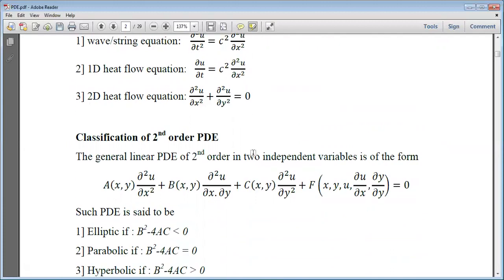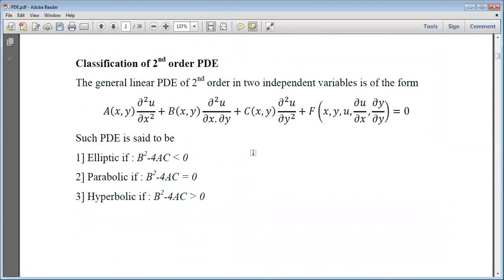Now let us see the classification of partial differential equations. The standard or generalized form of a partial differential equation is A ∂²u/∂x² + B ∂²u/∂x∂y + C ∂²u/∂y² + any function = 0. Now, taking the coefficient of ∂²u/∂x², the coefficient of ∂²u/∂x∂y, and the coefficient of ∂²u/∂y², we can calculate the value B² − 4AC. Based upon this value, we can have the classification as either elliptic, parabolic, or hyperbolic.